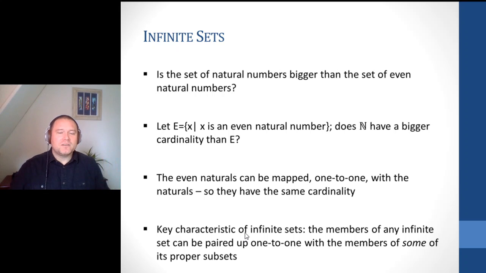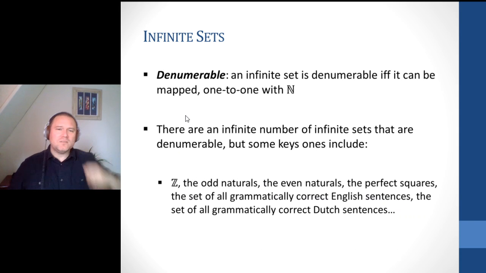This is a key characteristic of infinite sets. The members of any infinite set can be paired up one-to-one with the members of some of its proper subsets. So this is really cool. What we really mean here is we talk about denumerability. An infinite set is denumerable if and only if it can be mapped one-to-one with the set of naturals.